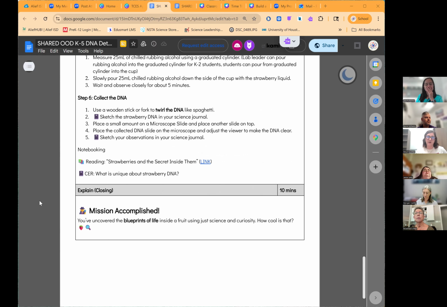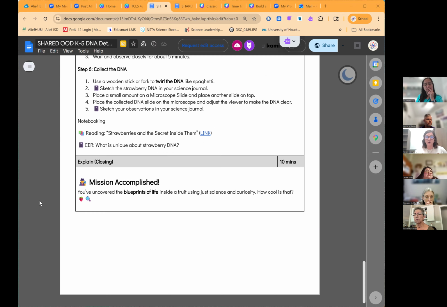And then after they get to examine it and observe it, we have students' notebook, or there's a reading piece available. There's a reading piece there that is linked for you, with a little bit more information, and then having students write a claim, evidence, reasoning, CER, in their journal to recap what they have learned. In that CER, I would highly encourage students to write those with their partners.